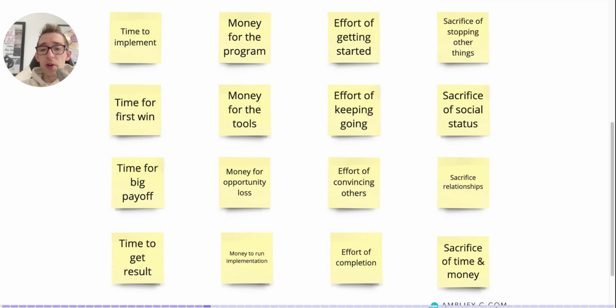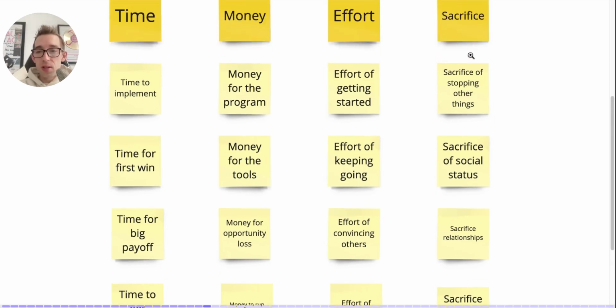So when we're talking about effort of others, you're really looking at friends, family, all those kinds of things, of, do you have to go and convince them that this is a good idea? When you start doing something new and your spouse maybe isn't on board, right? The effort of completion. How much effort is it going to take me to actually complete this thing?